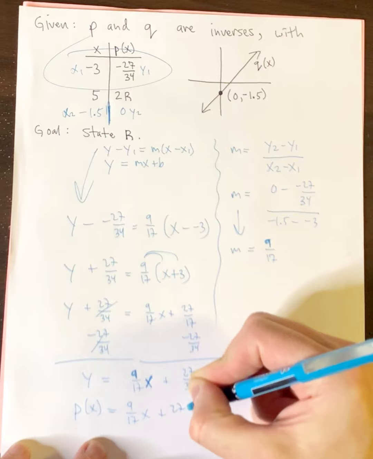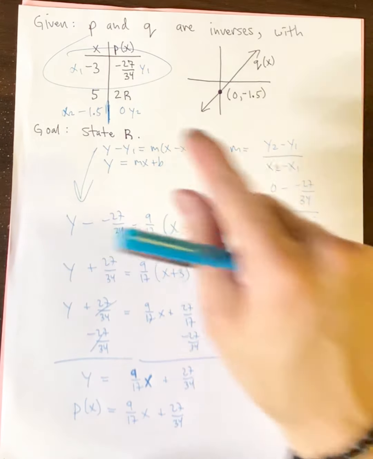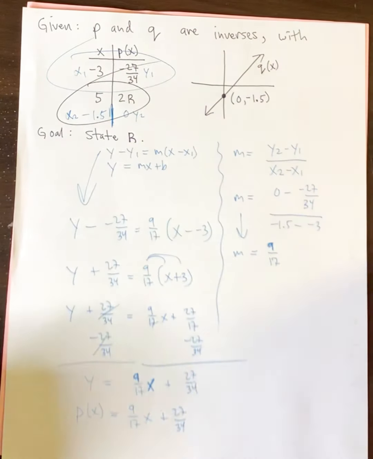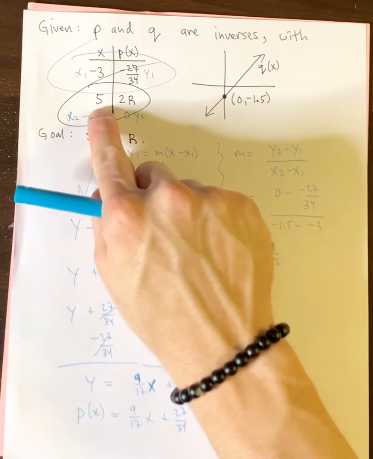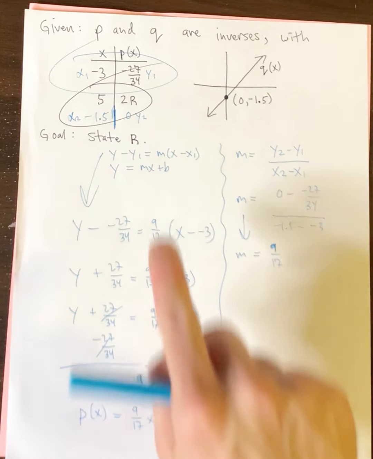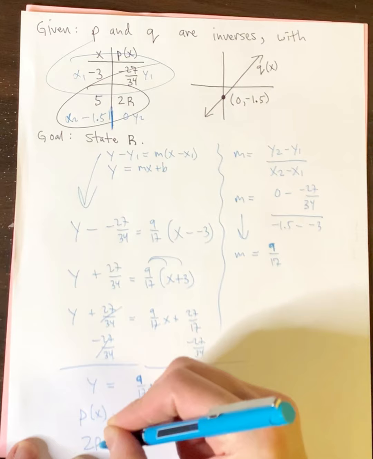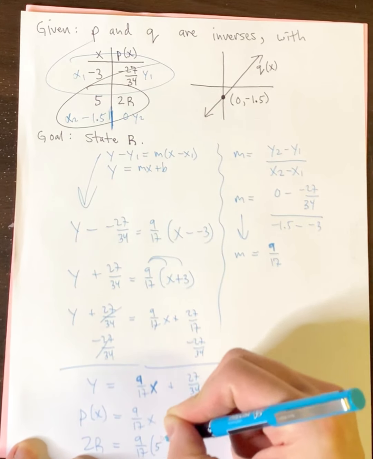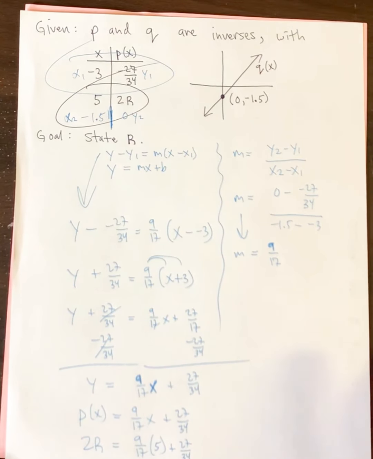And now to finish this problem, we go for the goal. The goal is to find the value of R. So now let's use this point here. We have 5, 2R, where this is the x and this is the y. So take 5 and plug it in for x. Take 2R and plug it in for y. So that would literally say 2R equals 9/17 times 5 plus 27 over 34.